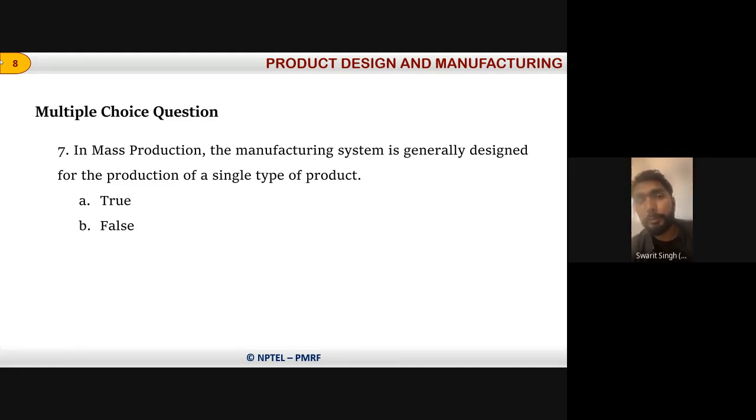So we have to produce thousands, like lakhs of components. And if we want to produce those kinds of components, those types of particular entities, we have to shift to a production line which is called mass production, right? So this statement is correct.